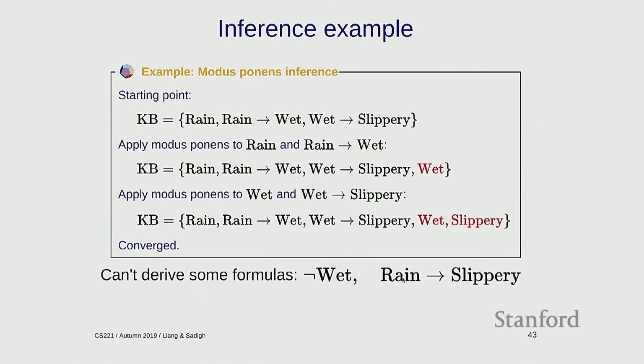And with modus ponens, you can't actually derive some things. You can't derive not wet, which is probably good because that's not true. And you also can't derive rain implies slippery, which actually is true, but modus ponens is not powerful enough to derive it.